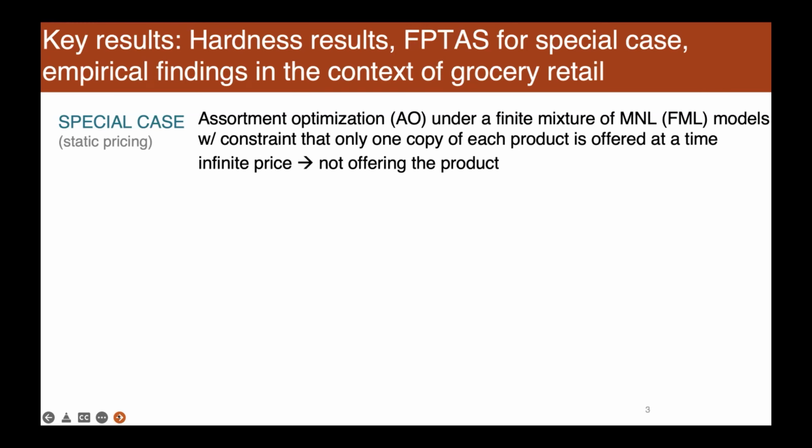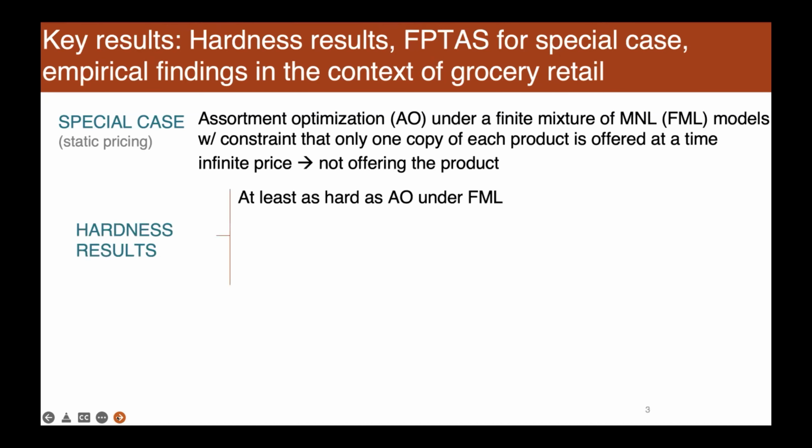Now you can think of this as an assortment problem with the constraint that only one copy of each product is offered at a time. By one copy, I mean for each product, I can create a copy corresponding to each of the prices that corresponds to some MNL weight. In each time period, it's an assortment problem wherein for each product, I have to pick exactly one of the copies. And setting infinite prices is equivalent to not offering the product, right? So the moment you see this, as Jake mentioned, some of the hardness results come out immediately. It is at least as hard as the assortment optimization under the finite mixture of MNL, or mixed MNL. You can get there for free.